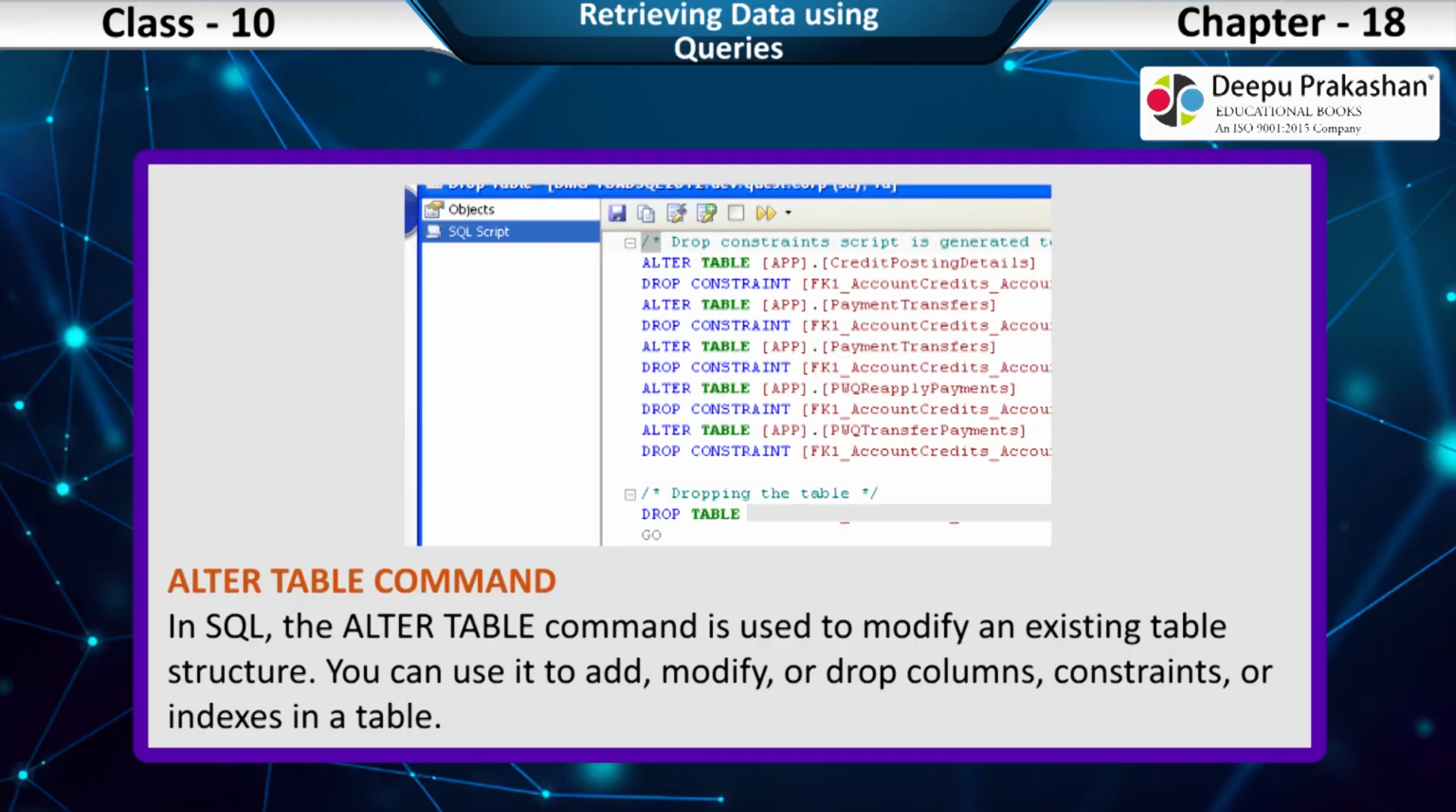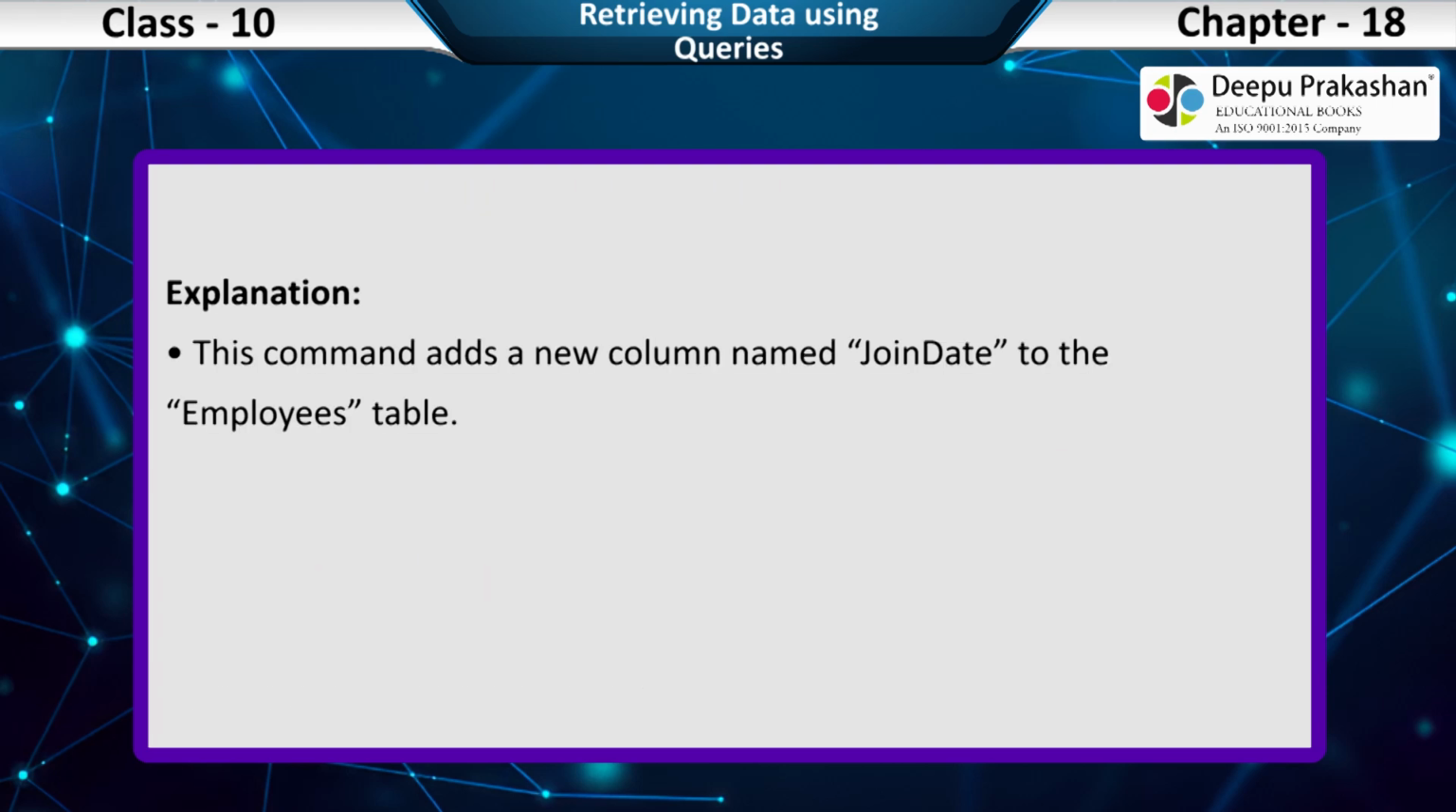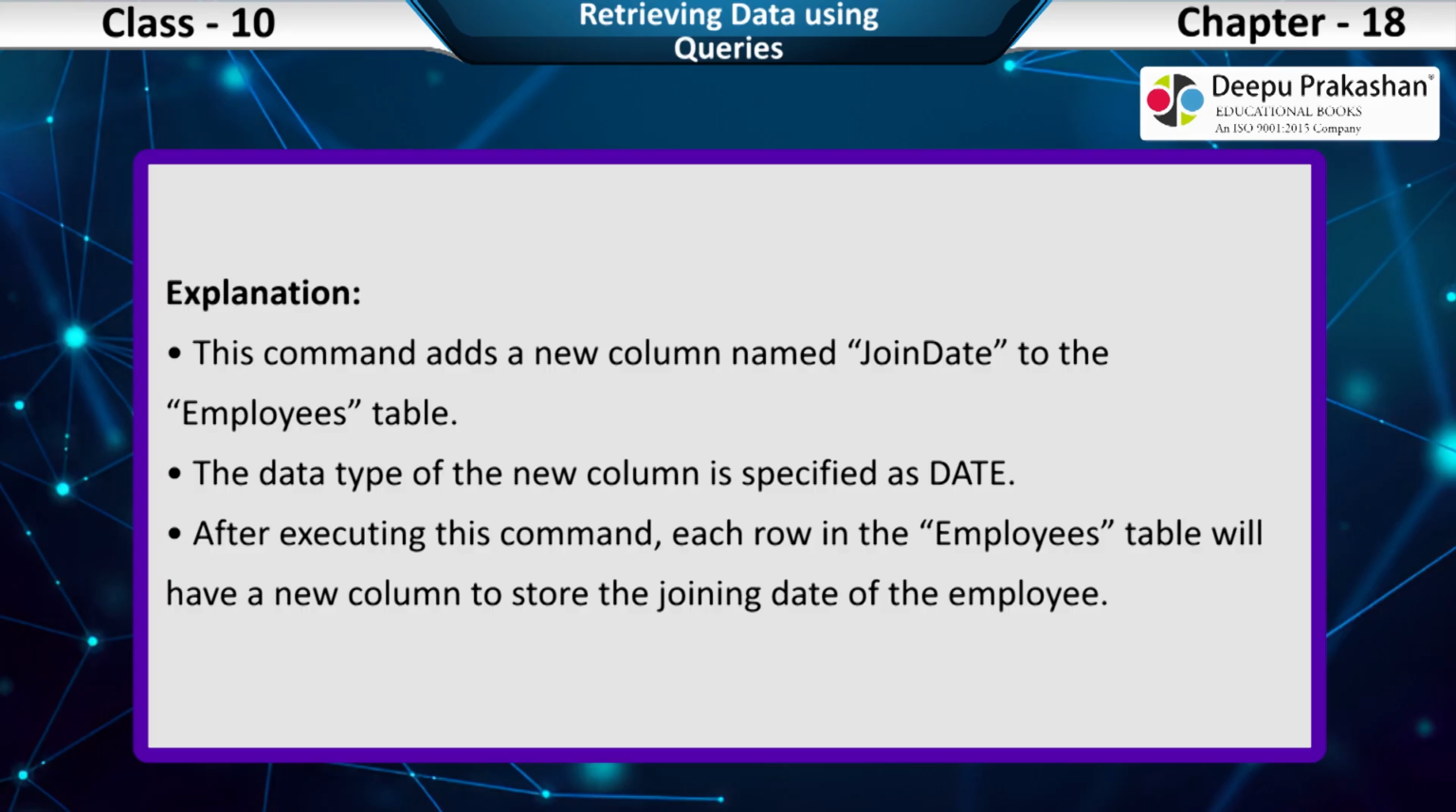Alter table command. In SQL, the alter table command is used to modify an existing table structure. You can use it to add, modify, or drop columns, constraints, or indexes in a table. Explanation. This command adds a new column named join date to the Employees table. The data type of the new column is specified as date. After executing this command, each row in the Employees table will have a new column to store the joining date of the employee.